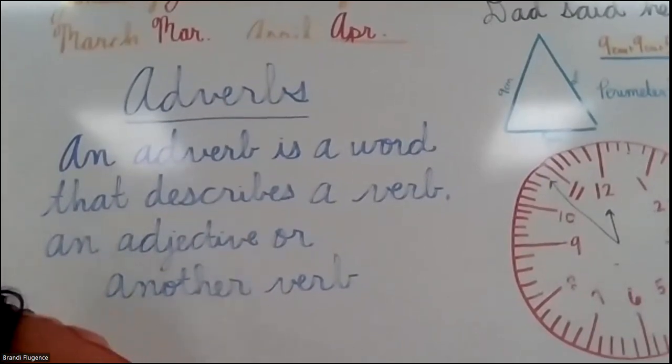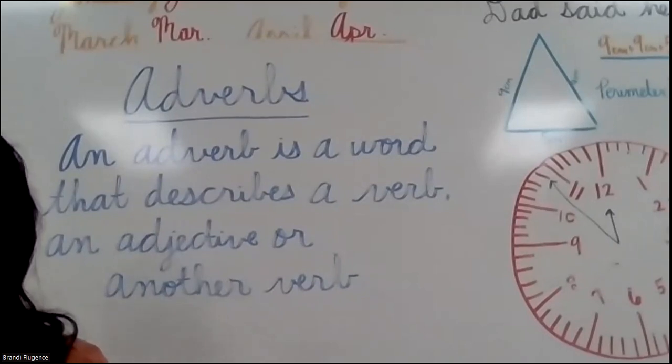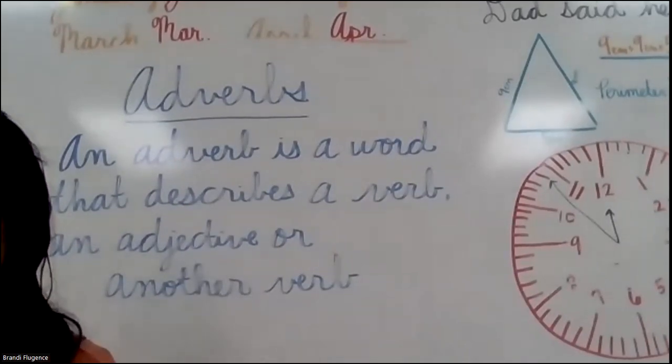And vocabulary, 18, glare. G-L-A-R-E. Glare means a strong light. 19, useful. U-S-E-F-U-L. 20, cure. C-U-R-E. Cure means to heal.